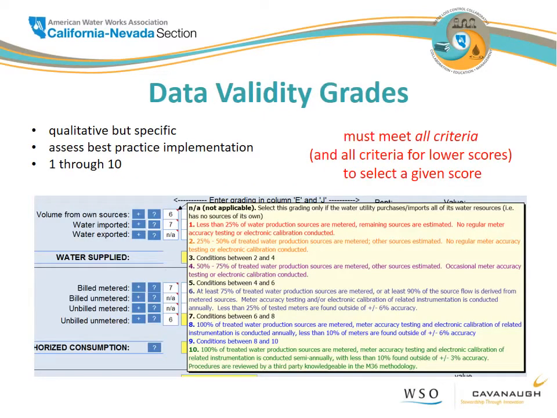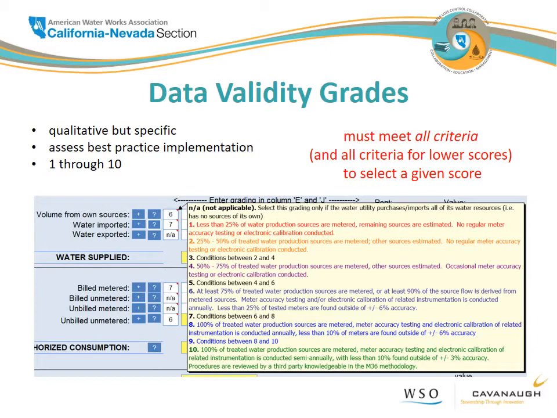So let's take a look at how we actually walk through the process of selecting the appropriate 1 through 10 grade. The screenshot we are looking at is an example of one of the inputs and the grade criteria that go with it, for volume from own sources. General comments about this grading criteria: it is qualitative, but it is specific. So these are objective criteria, and the overall idea is to minimize any level of interpretation or assumptions that are needed.